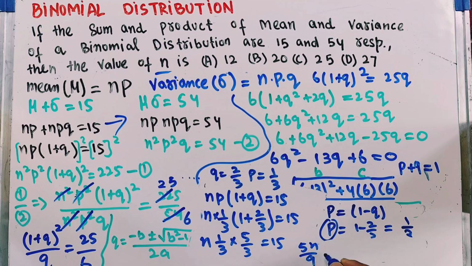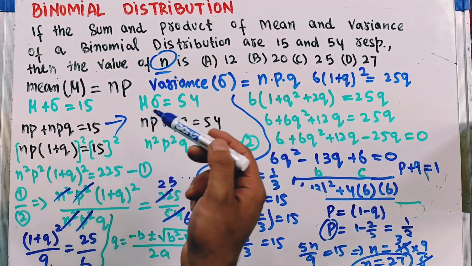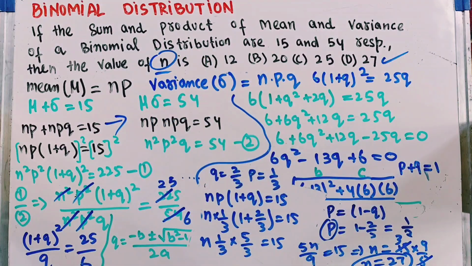Which gives us 5n upon 9 is equal to 15, which implies n will be equal to 15 into 9 upon 5. If I transpose it, it becomes this. 5 1s are 5, 5 3s are 15. So n will be equal to 9 3s are 27. That means the number of trials, the value of n, will be equal to 27. Option B will be correct.